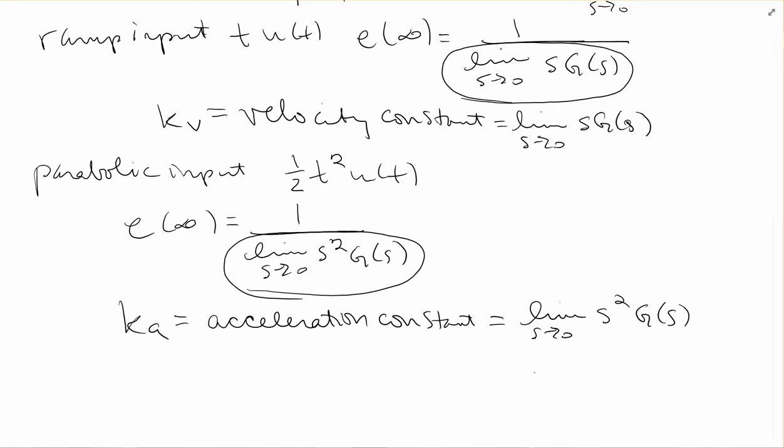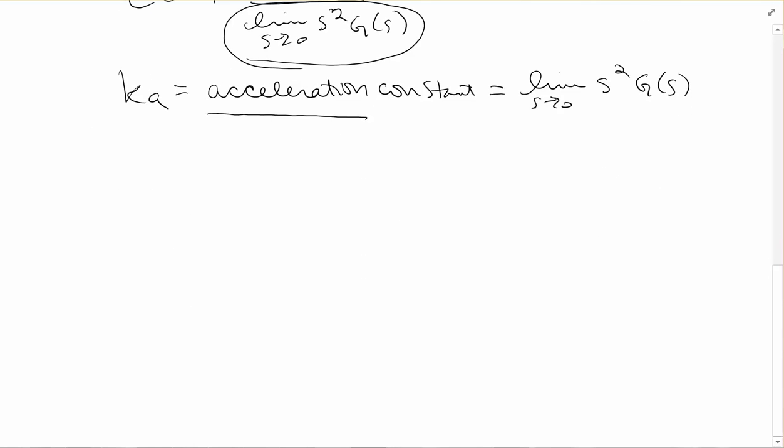And again, the parabolic input would be used to look at the system's ability to track something with constant acceleration. Alright, so now what we're going to do, we are going to define a system type. Okay? And the system type is going to basically be determined by looking at the exponent on the variable s. Okay? So let's write this out. So we're going to define three system types.